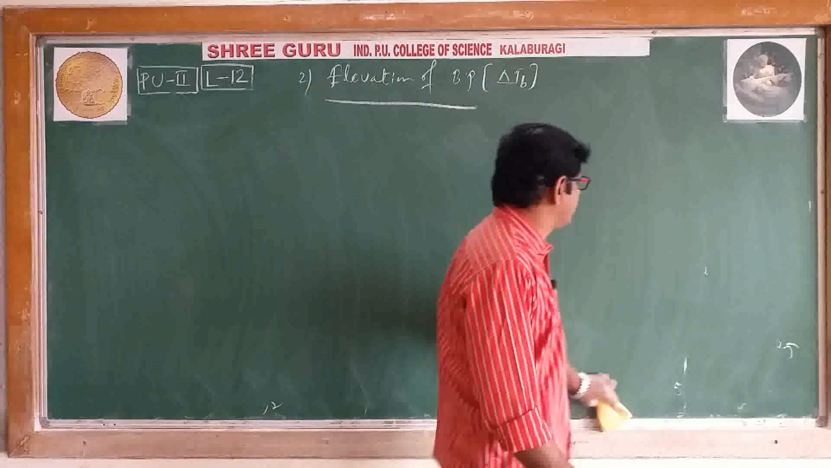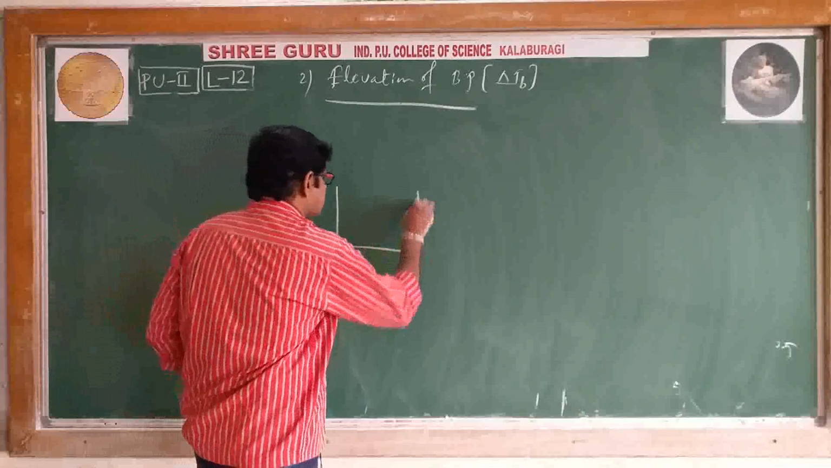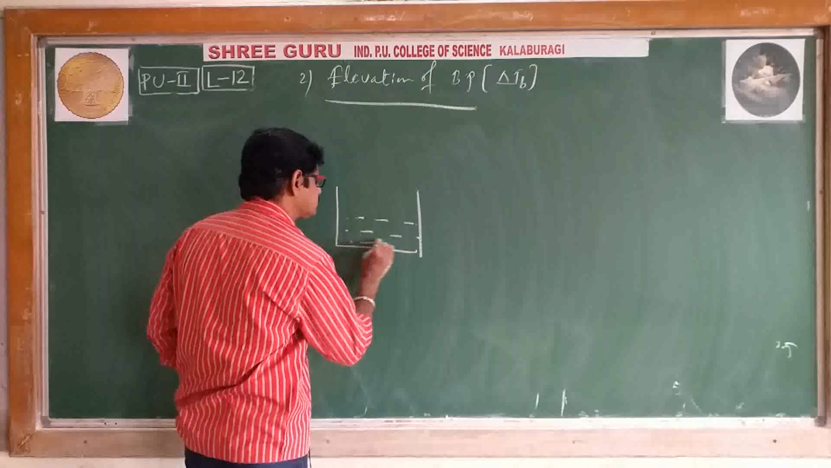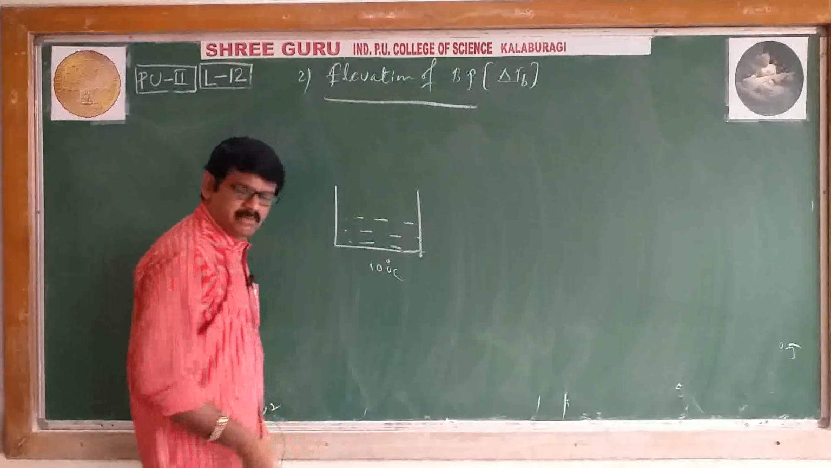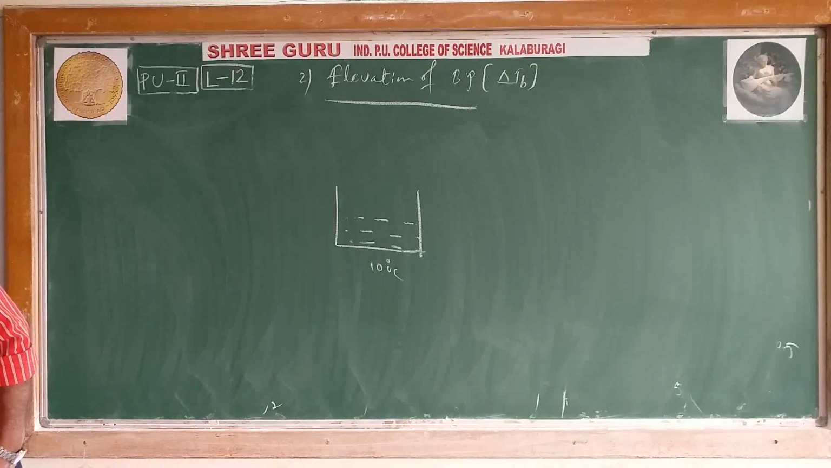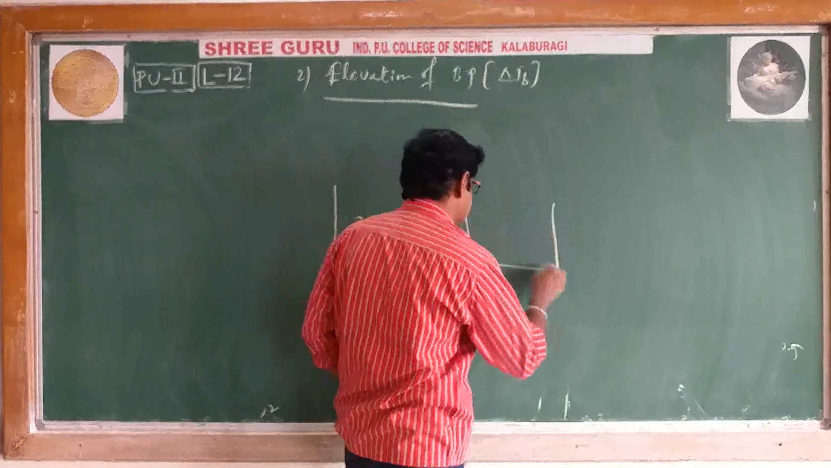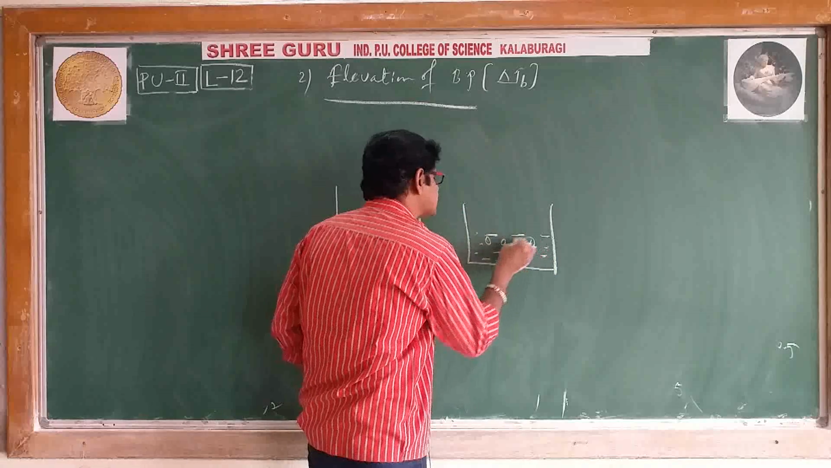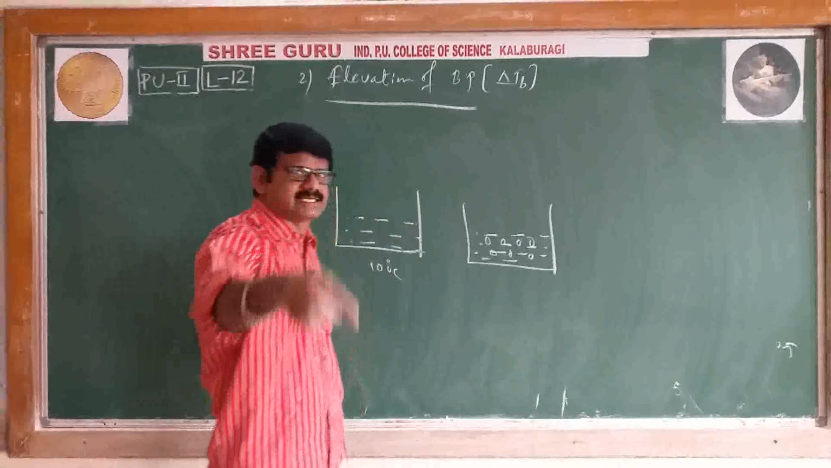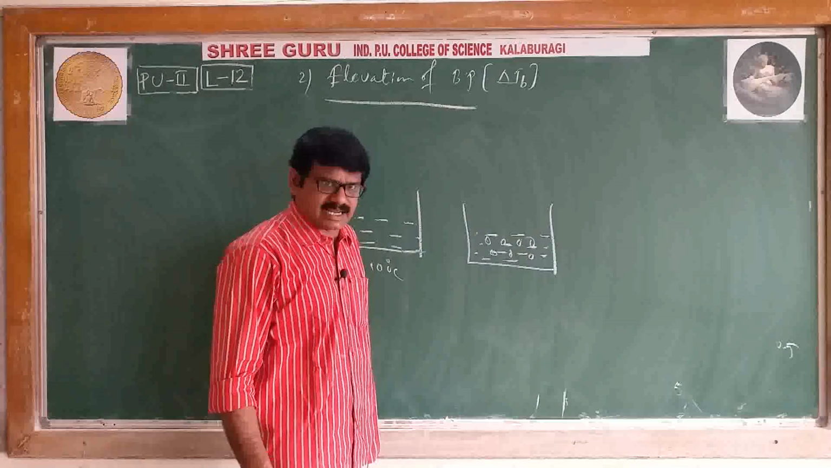Let's discuss now. Elevation is nothing but increase. See here carefully. It is pure water again. Pure water, say its boiling point is 100 degrees centigrade. Pure water boiling point is 100, meaning at 100 degrees centigrade its vapor pressure becomes equal to atmospheric pressure. Next, in that water some non-volatile solute particles are added.